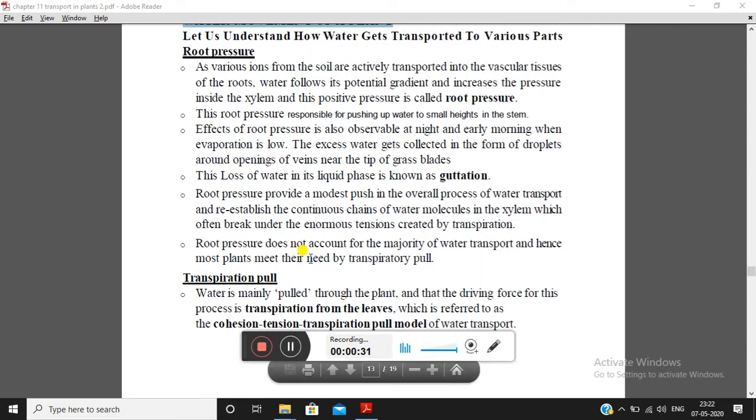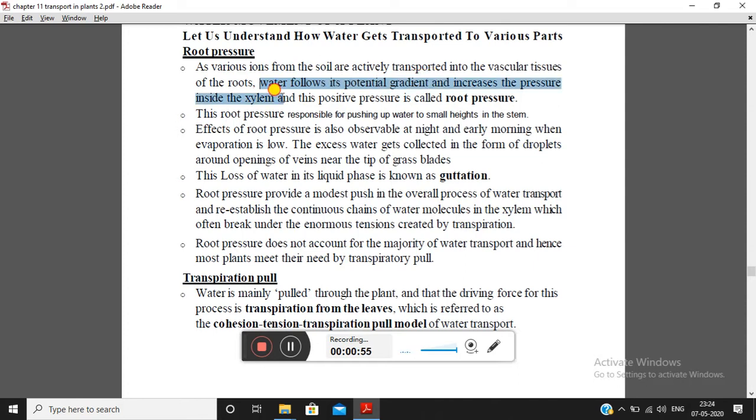Basically, there are two theories associated with the transport of water to various parts of the plants. The first theory is the root pressure theory, and the second is the transpirational pull. As various ions from the soil are transported into the vascular tissues of the roots, water also gets transported and goes inside the xylem. Along with the ions, water will also go inside the xylem, and it will create a positive pressure in the xylem. This pressure is known as root pressure.